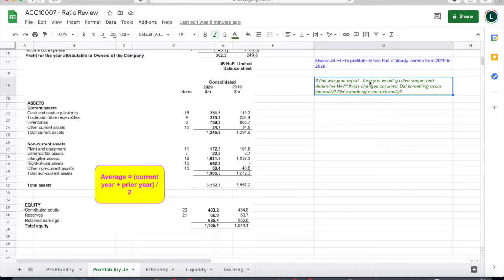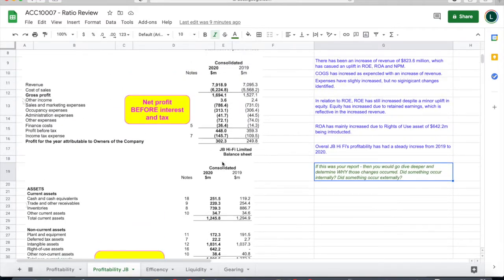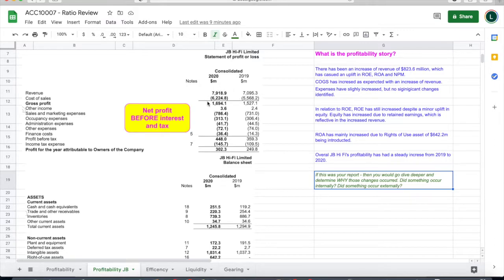Now what I've got here, I've got a note in green. So if this was your report, that would be insufficient. What you need to do is you need to dive deeper into those figures. Why is there now a rights of use asset here? What caused that to come into the scene? What caused that revenue uplift? Were people shopping for electronics more? Did anything external happen? So these are the stories that you want to tell within your report. But in the exam, we don't have that capacity to do the research. So just a short little simple story is great for this.